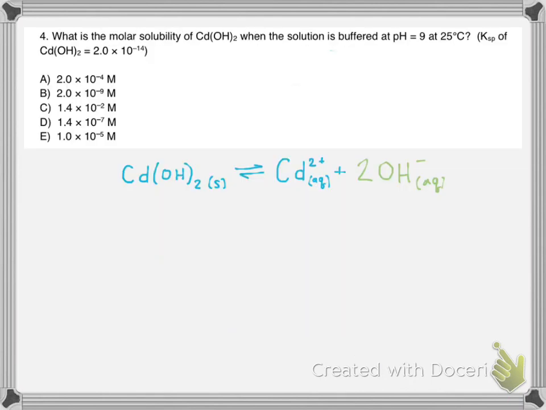Okay, for number 4, they want us to figure out the molar solubility of cadmium hydroxide. And they tell us that the solution is buffered at pH 9. And they give us the KSP. So the first thing I want to say is that when they ask for the molar solubility, really they're asking for the x from the ice table.